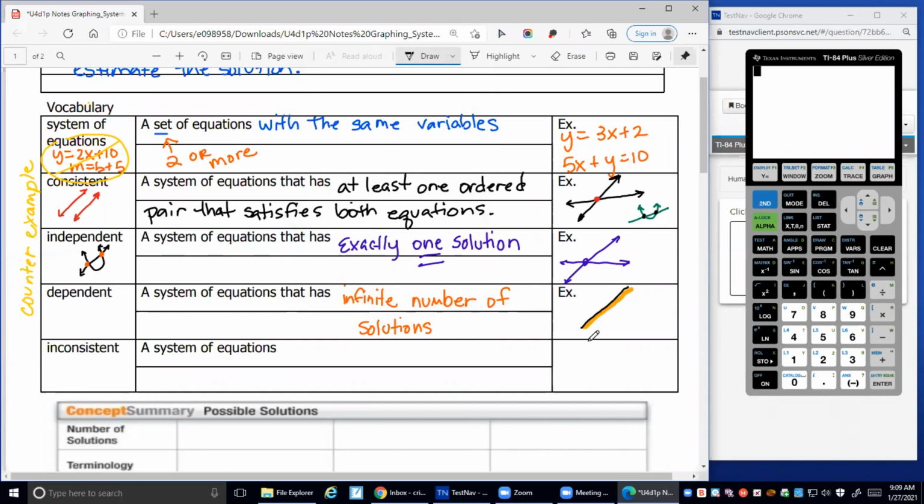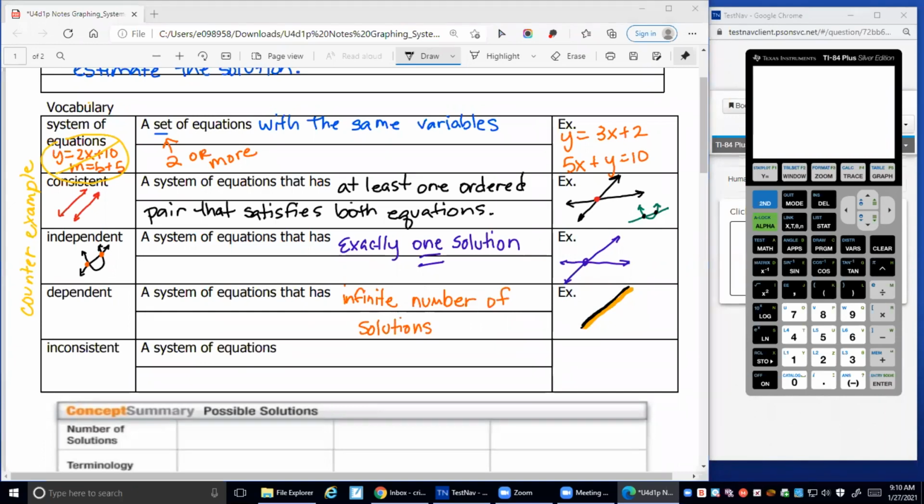It's like a little Dr. Seuss thing. Okay, so these are right on top of one another and they are constantly touching. And it's like that one dependent couple that you might know, right? They're constantly together, like they would die if they were apart from one another. So that's what dependent is. When you have two equations that are constantly on top of one another, they have an infinite number of solutions, okay? Infinite solutions.